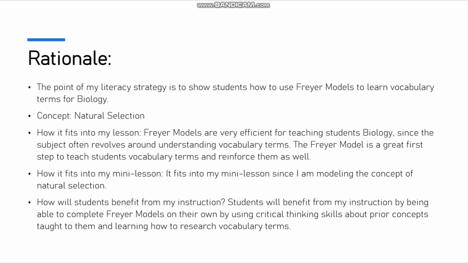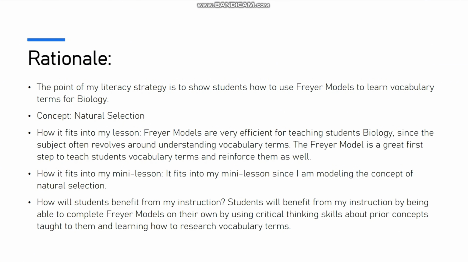So my rationale behind this. The point of my literacy strategy is to show students how to use Frayer models to learn vocabulary terms for biology. The concept I'm going to be using today is natural selection. How it fits into my lesson. Frayer models are very efficient for teaching students biology, since the subject often revolves around understanding vocabulary terms. The Frayer model is a great first step to teach students vocabulary terms and reinforce them as well.